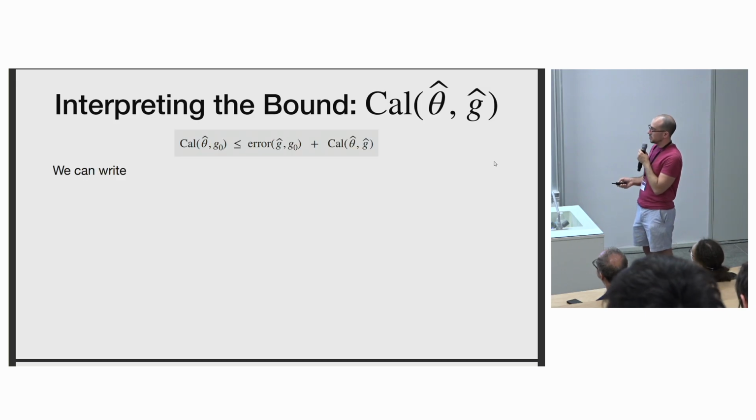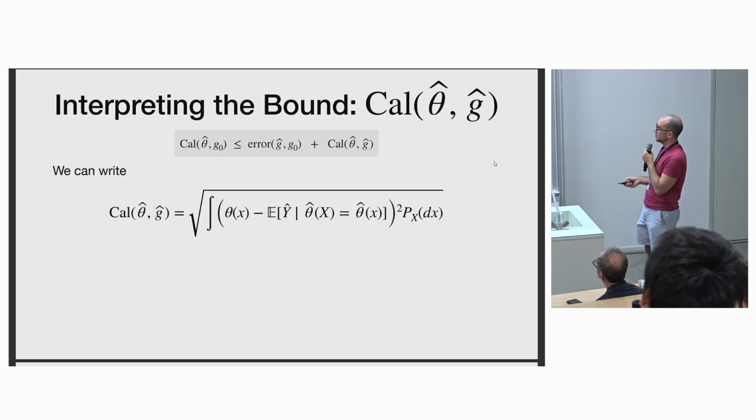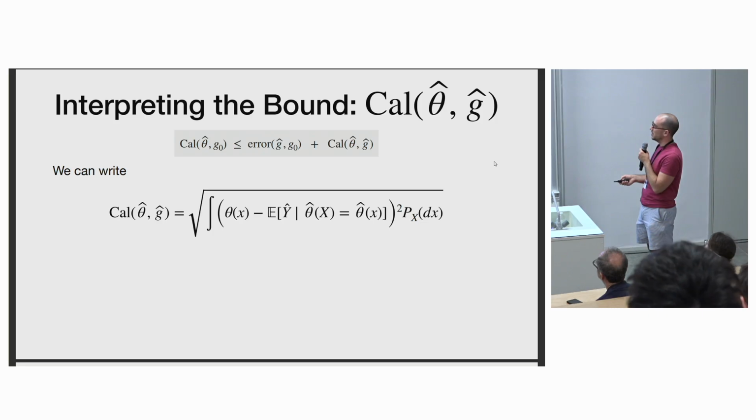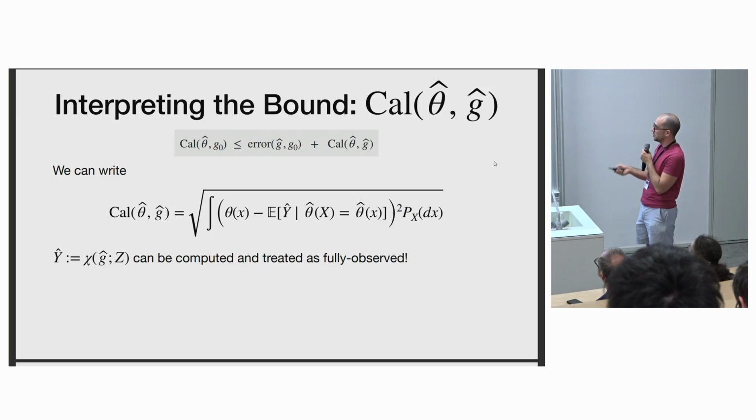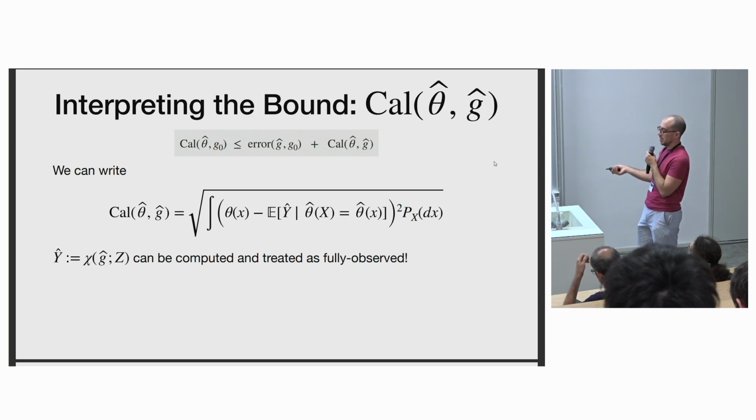Likewise, we can interpret the calibration error. We can write down the calibration error for this specific case as, again, an average over the level sets. But here it's the difference between theta of x and the conditional expectation of something I call y hat given theta of x. Y hat is just the pseudo outcome, but the idea is that this can be fully computed, and we can treat it as an actual observation.